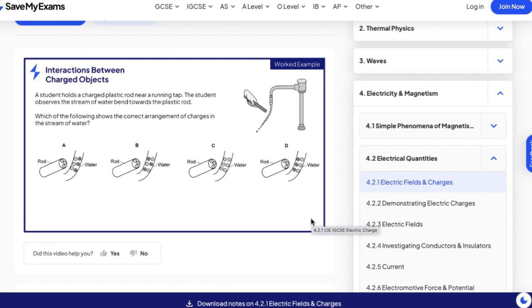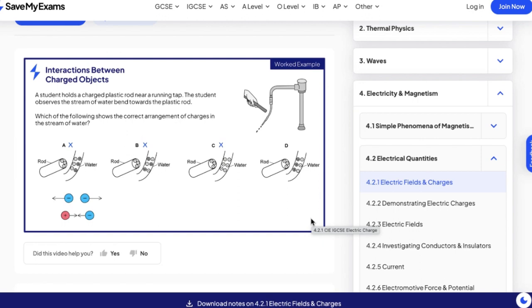So we need to choose the diagram that best represents what would happen if a negatively charged rod was held close to the stream of water. Now, we know that opposites attract, and diagram A shows like charges attracting. So that can't be correct. And the same goes for answer option C. B is showing a pretty equal spread of positive and negative charges. So that's not really showing attraction or repulsion. So we can also discount B.